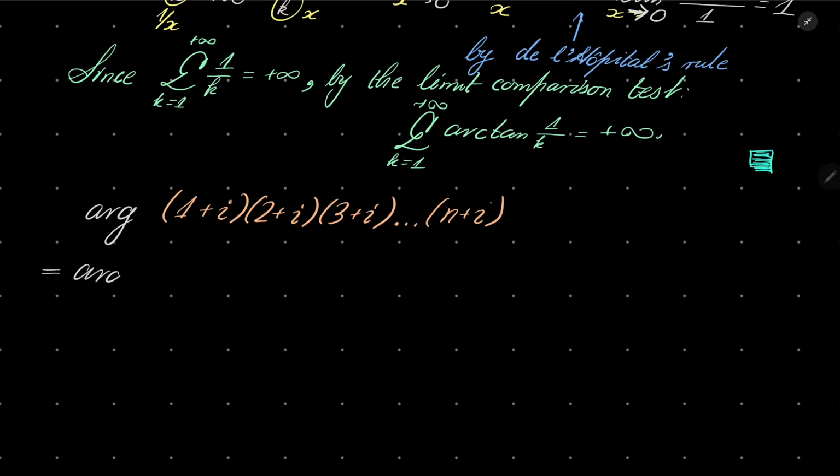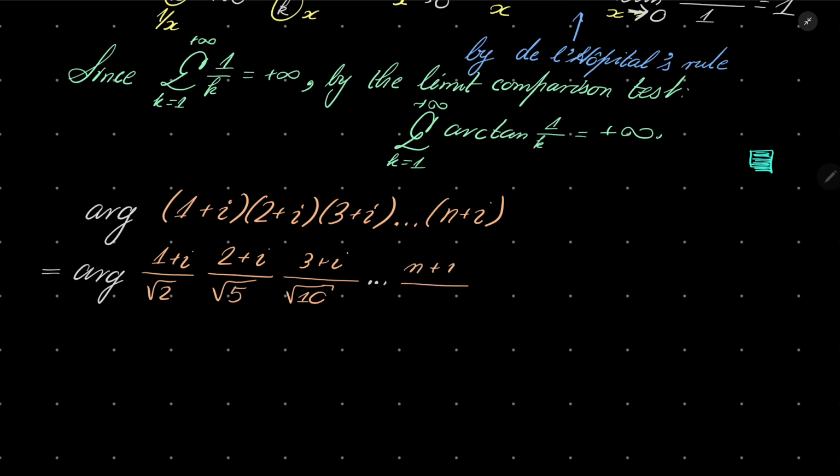Okay. First of all, I will normalize my product by dividing each term by its modulus. If I do that, the argument stays the same. The modulus of the first term is square root of 2. Then we have 2 plus i, the modulus is square root of 5. 3 plus i, modulus of square root of 10, 9 plus 1, yes, and so on and so on. Finally, n plus i, square root of n squared plus 1. I'm just using the Pythagorean theorem to find the modulus, taking real part squared plus imaginary part squared.